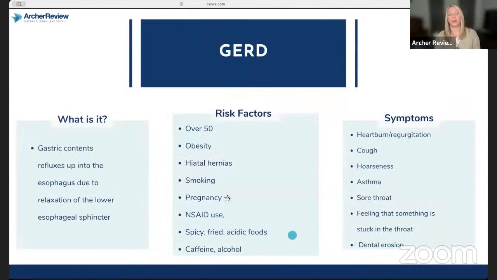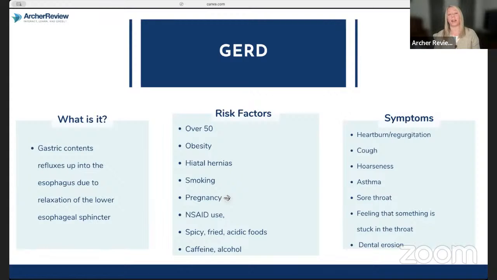Okay, so moving on to GERD. So what is GERD? Gastroesophageal reflux disease, or GERD, or acid reflux, is a common condition that many patients face. So what exactly is it? Well, it's when gastric contents reflux up into the esophagus due to relaxation of the lower esophageal sphincter.